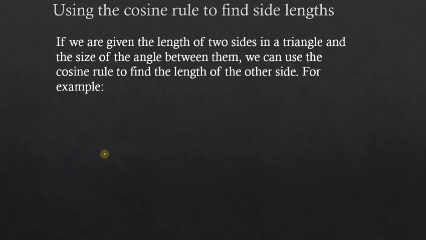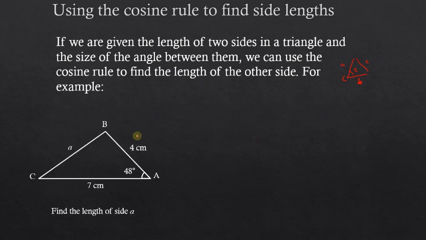Now we are going to see the cases where we use the cosine rule. We use the cosine rule when two sides of the triangle are given, and the size of the angle between them is also given. So we have these two sides given, and the angle between them is also given. Then we can find the third side. Now let's see an example case.